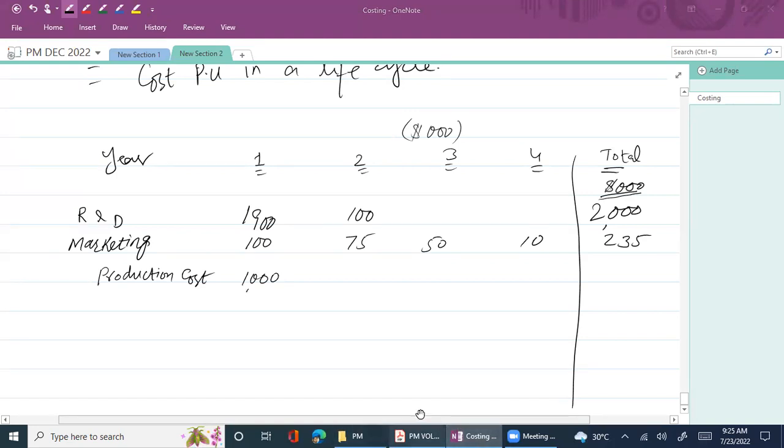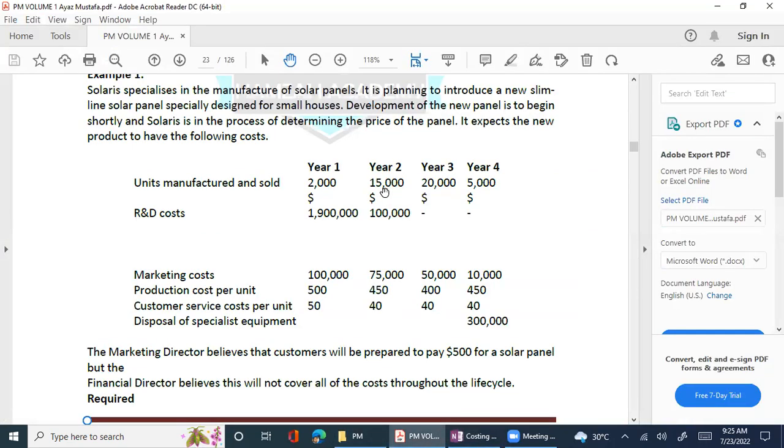Yes, 1 million. Then 450 into 15,000. So that will be the answer. 450 is the production cost per unit, and 15,000 is the number of units in the year 2. I'm waiting for the calculations.